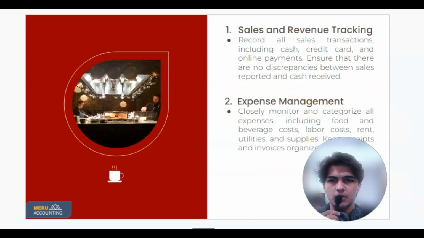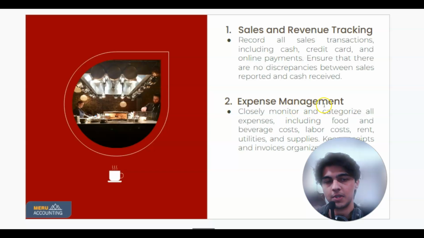We'll start with sales and revenue tracking. In sales and revenue, you will need to record the sales that you have done and also the revenue that has been generated from all the streams that you have. The streams will be your dining revenue or someone having a party at your restaurant. You will need to record all of them, and also the sales transactions that have been done, like cash or credit card transactions or online payments. You need to track all of them, and you have to make sure that there is no error between the sales that you have done and the reported cash you have received.